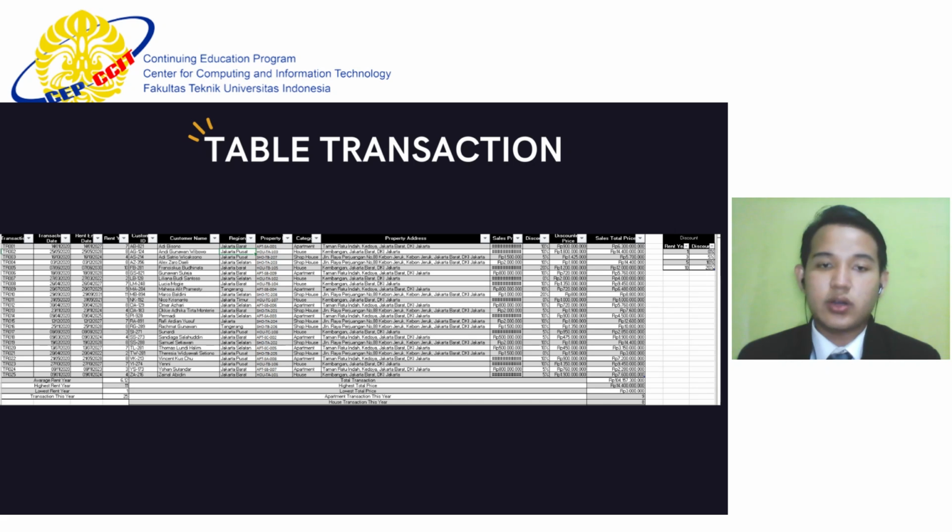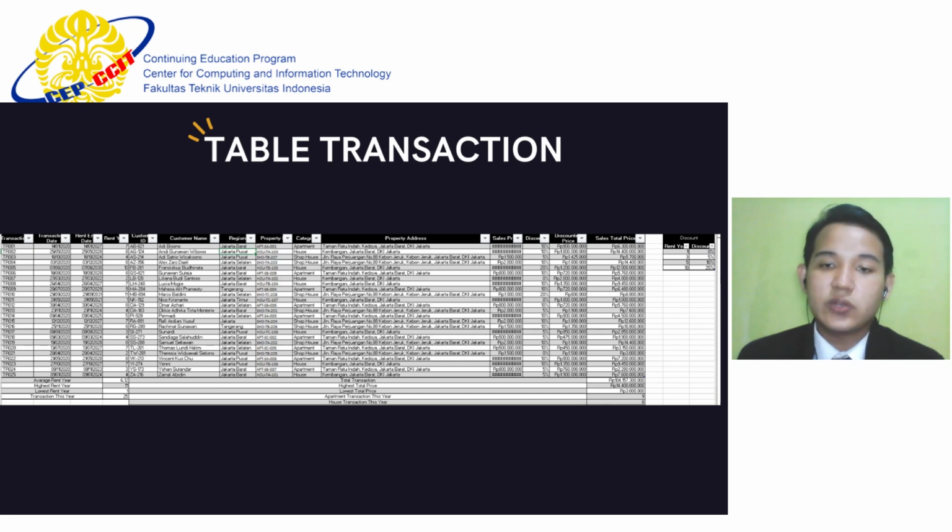The next column is customer ID. The next column is customer name. This customer name is referred from the customer ID and the customer table using the VLOOKUP function. The next column is region. It's the same as customer name, referred from the customer ID and the customer table using VLOOKUP. The next is property ID, and the next column is category, which is referred from the property ID and the property table using the VLOOKUP function.